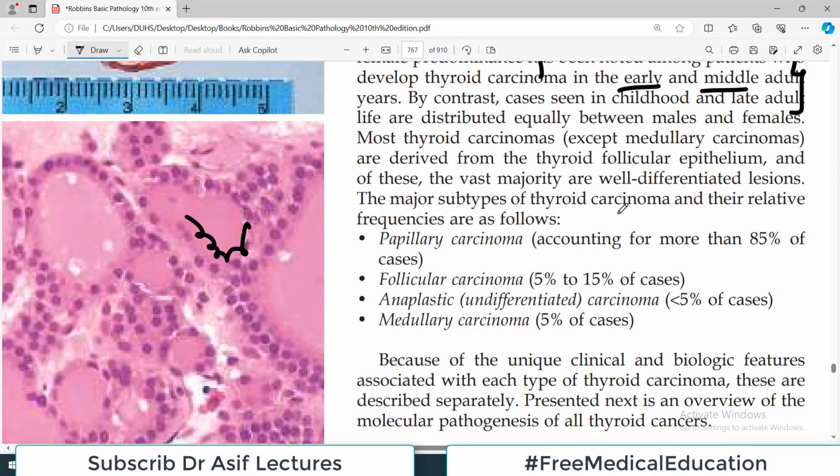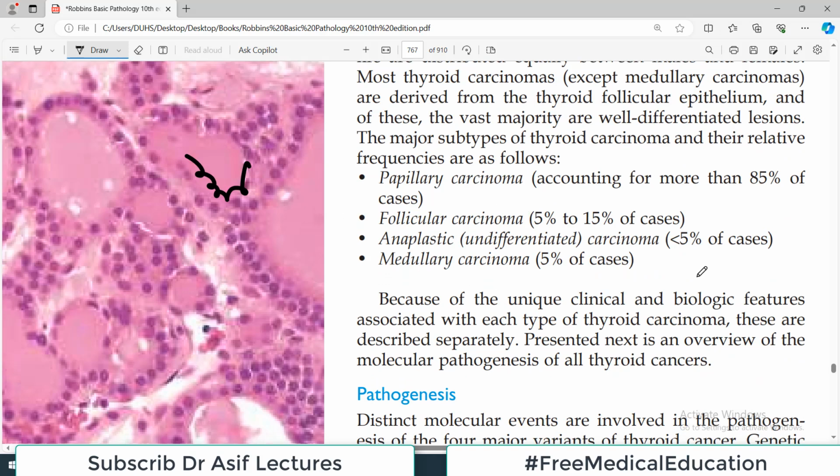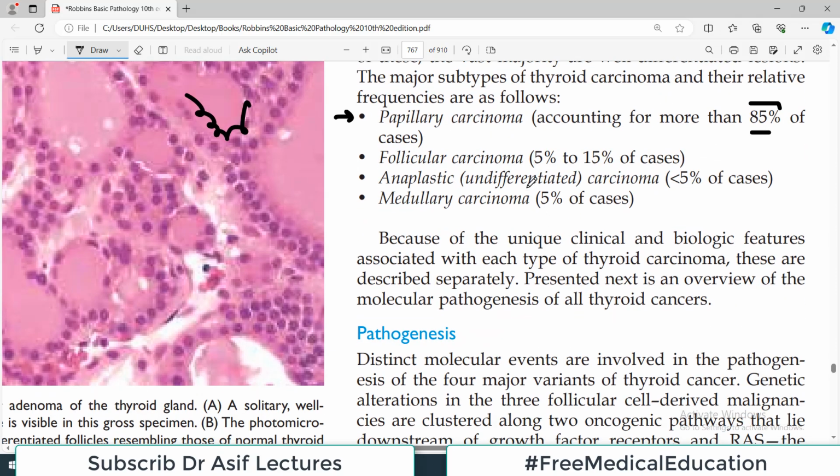The major subtypes of thyroid carcinoma and their relative frequencies are as follows. So these are the four names that you have to remember. In today's video we have to cover their salient features and how to approach questions related to each one of them. As you see from the statistics, the most common one is the papillary carcinoma, which accounts for about 85% of the total thyroid cancers. Next in line is the follicular carcinoma, 5 to 15% of all thyroid cancers. Then we have anaplastic and medullary, which are 5% or less of all thyroid cancers. So papillary, follicular, anaplastic, and medullary.